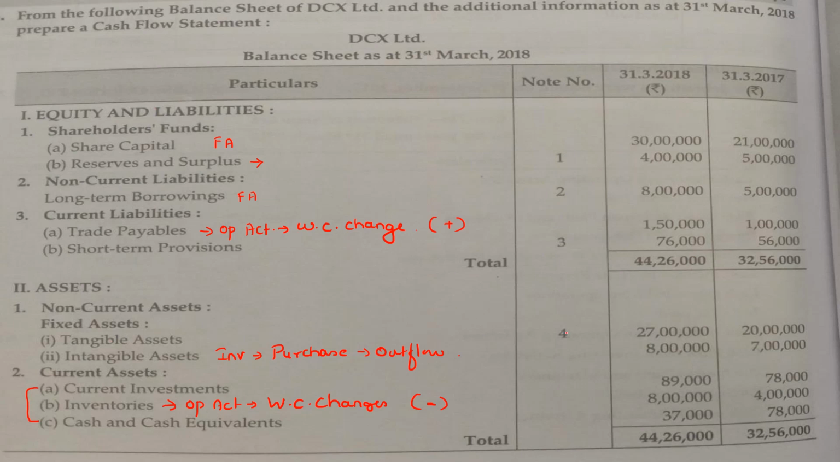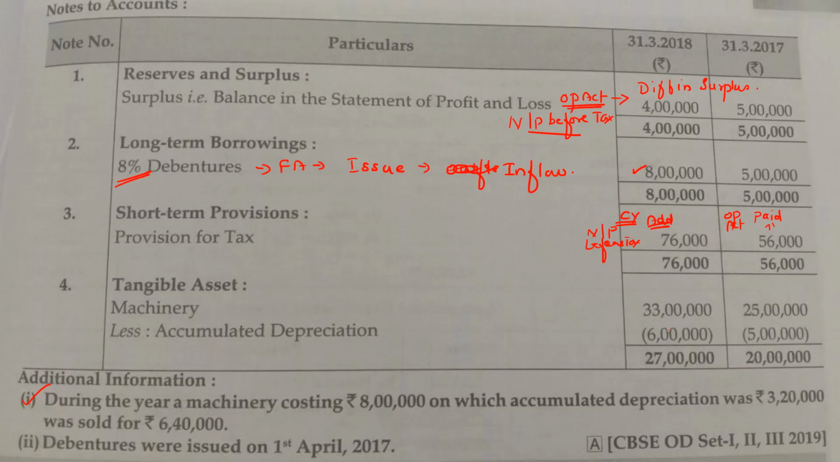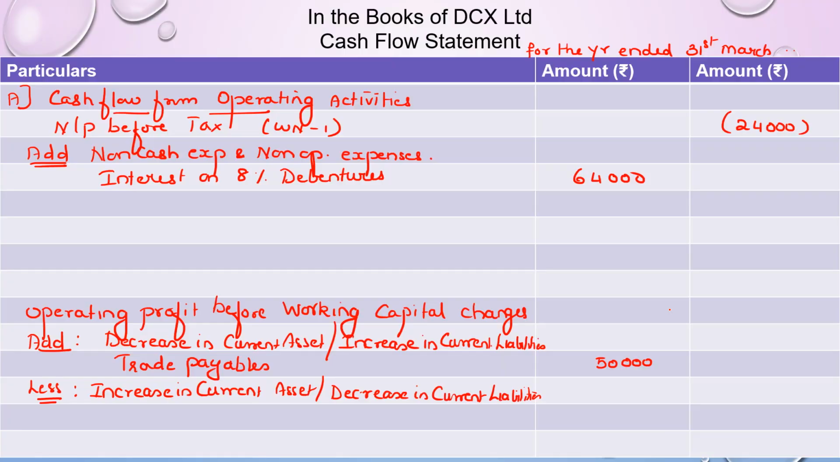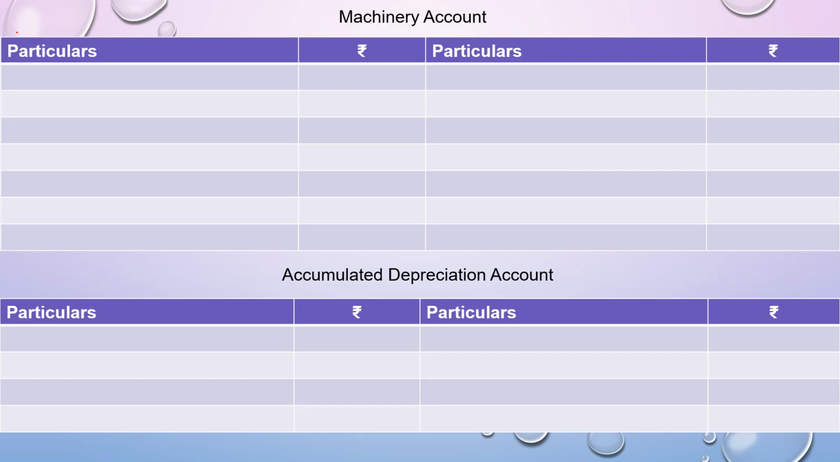Going to the asset side, tangible asset. Look at the note, they have given the opening and closing balance. Now we'll be preparing a format. We'll be preparing a machinery account and an accumulated depreciation account, and we'll put in these amounts. Opening 25, closing 33. So we prepare a machinery account like this, debit and credit on either side. Opening balance would be on the debit side. To balance brought down, you have a balance of 25 lakh opening, and you have a closing balance on the credit side, by balance carried down, of 33 lakh.